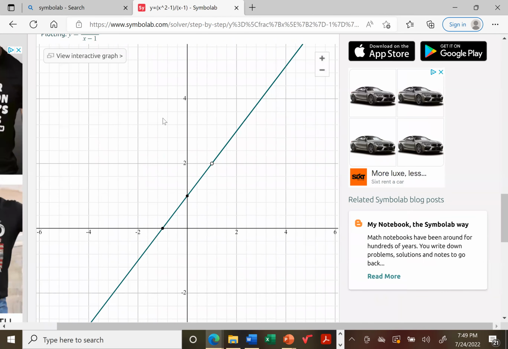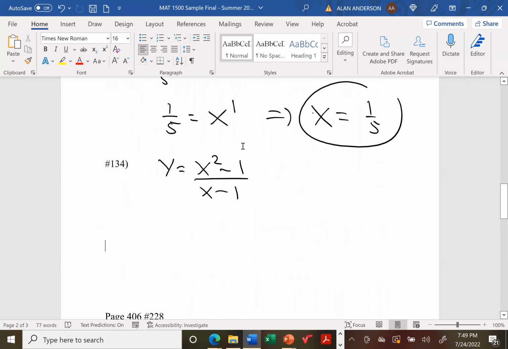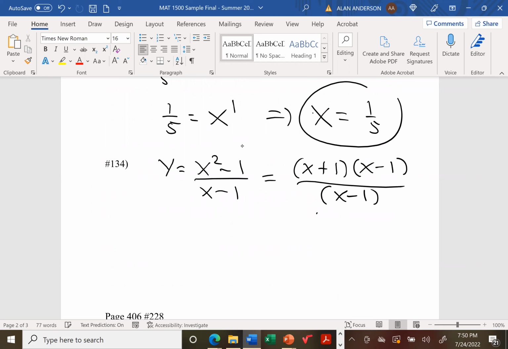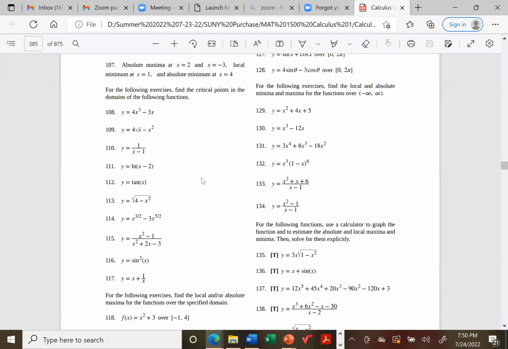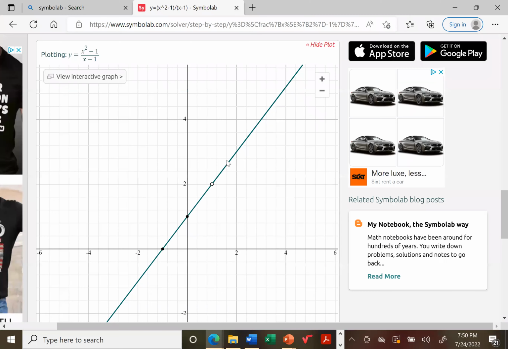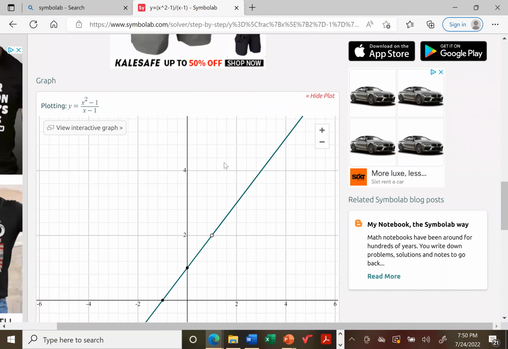So basically, it's a straight line, except that it's undefined when x equals 1. Why is that? All right, let's find out. Because you can simplify this. If you notice, the numerator is the same as x plus 1 times x minus 1. The denominator is x minus 1. So when you simplify, you're left with y equals x plus 1, which is just a straight line. So even though the function is undefined when x equals 1, it is a straight line with one hole in it, so to speak. There's one point of discontinuity.